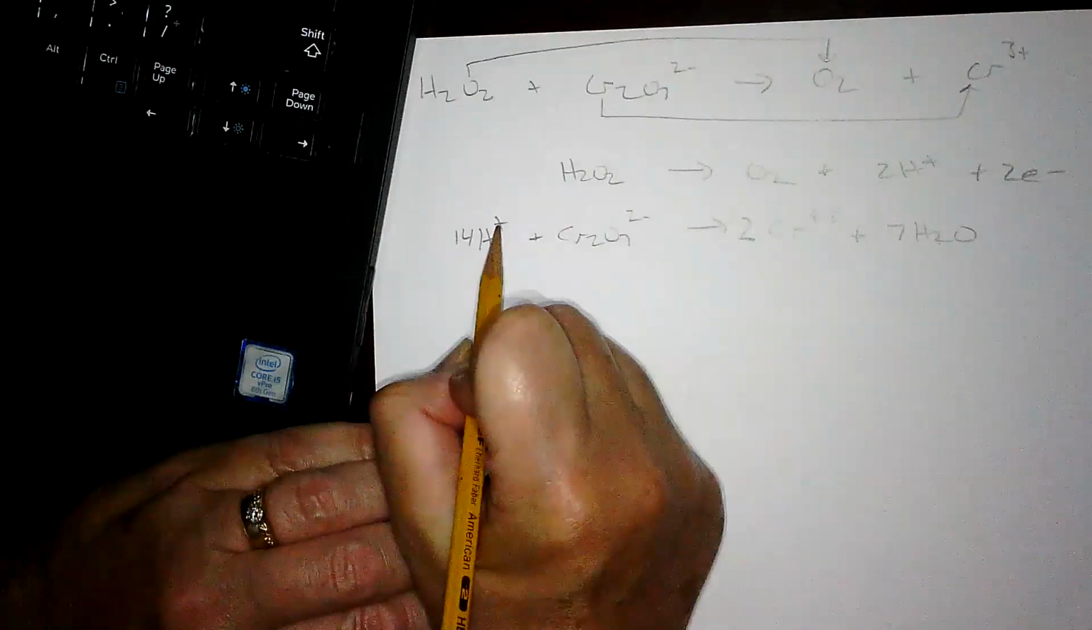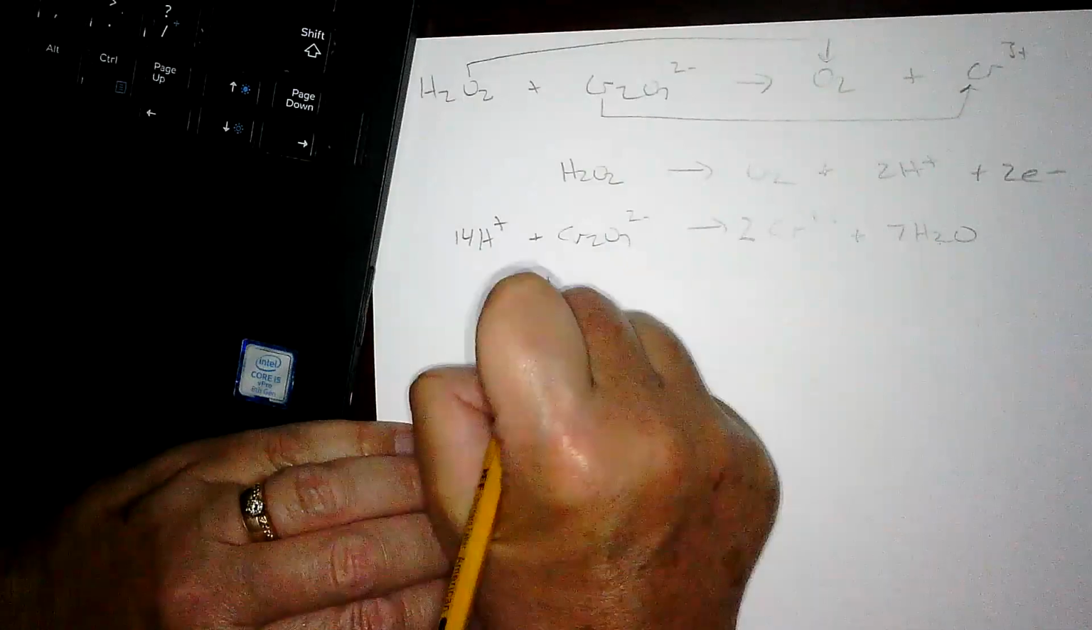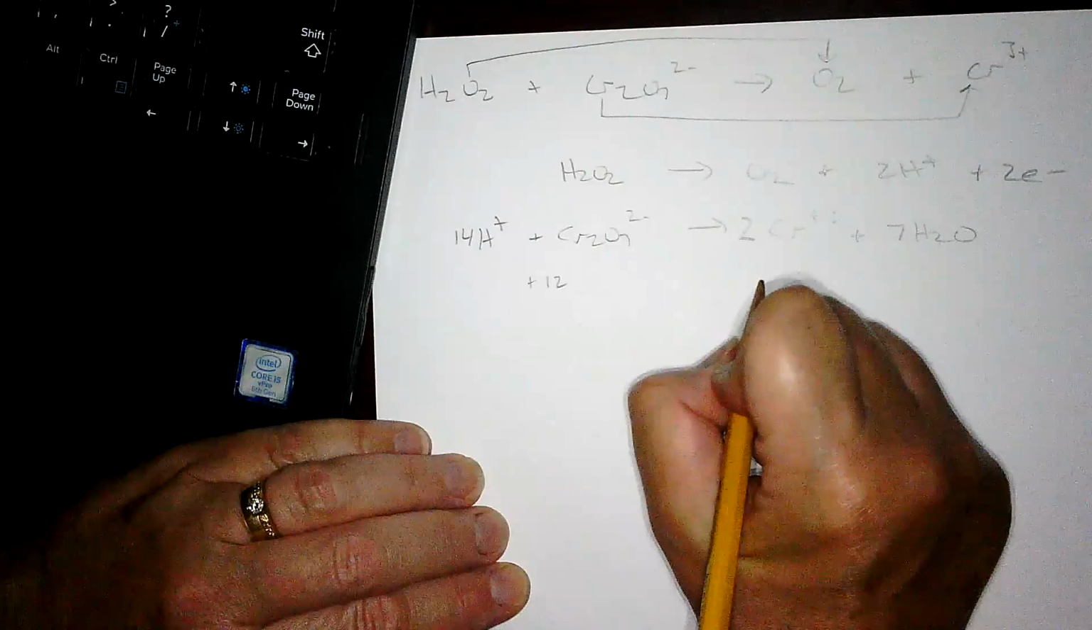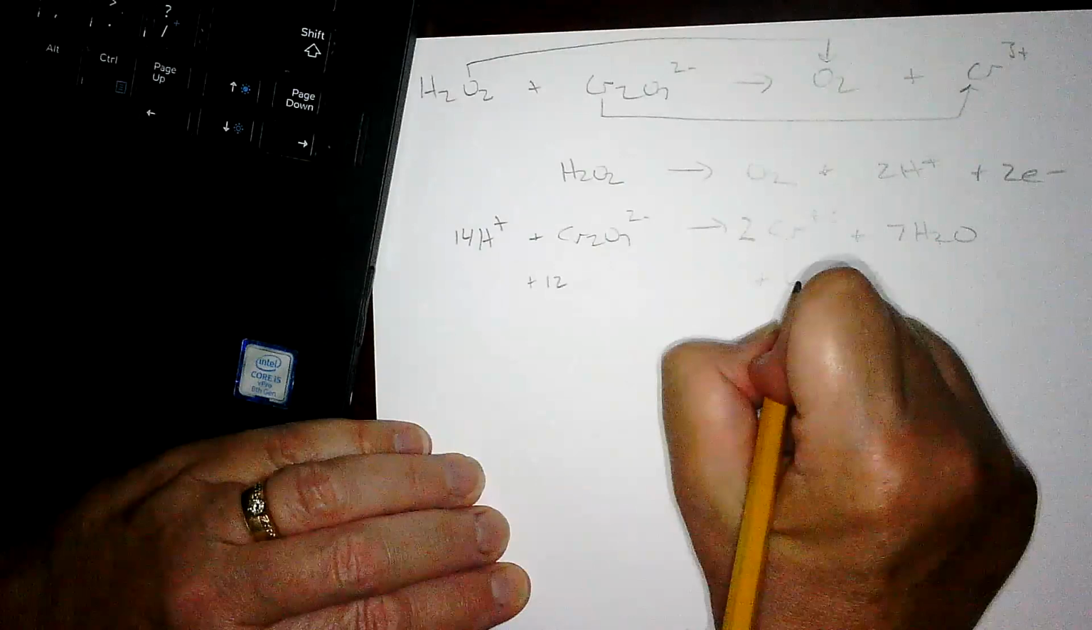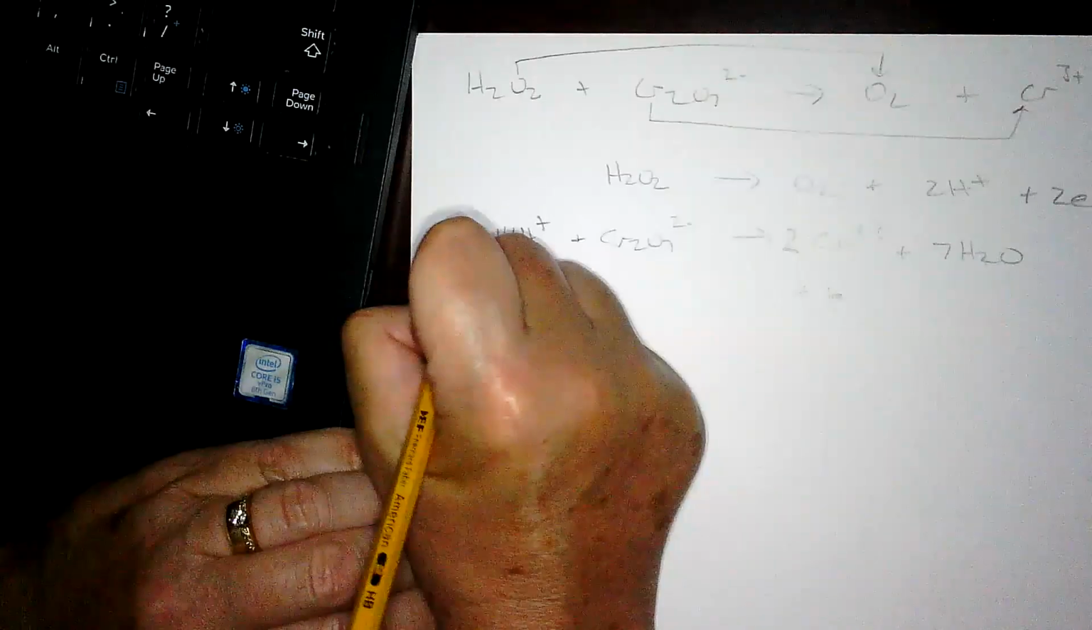I'm going to write it down here. That gives us a +12 on the reactant side. And we've got 2 times 3, a +6 on the product side. So to make the charge equal, we're going to have to add 6 electrons to our reduction half reaction.